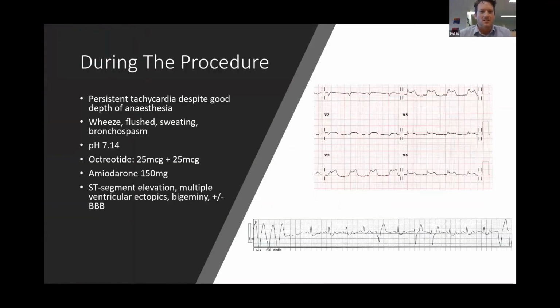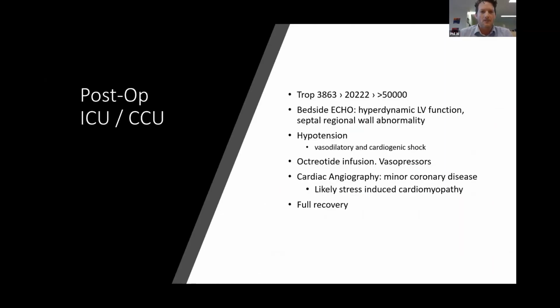During the procedure, the patient deteriorated quite significantly, developed tachycardia, also wheeze, flushing, sweating, bronchospasm, all the features of a classic carcinoid crisis. And he was given intraoperative octreotide. He developed some ST segment elevation and some clear arrhythmias there.